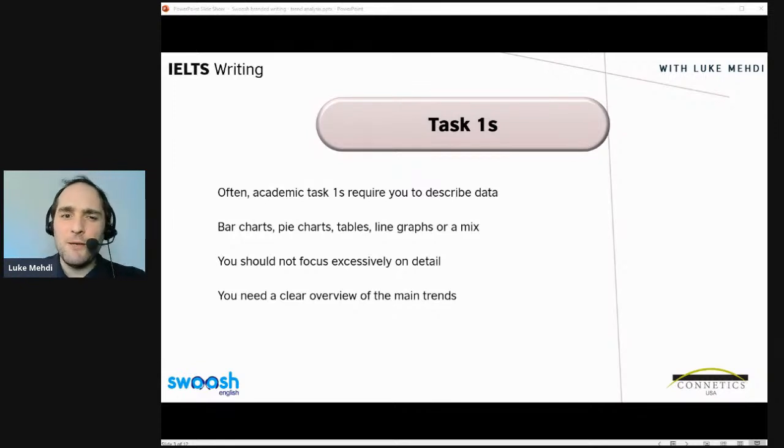Actually, lots of people get a bit scared of the combination of, for example, a pie chart and a line graph. Actually, they tend to be quite easy because each of the different task types is not very detailed, and it is very obvious how you should paragraph.